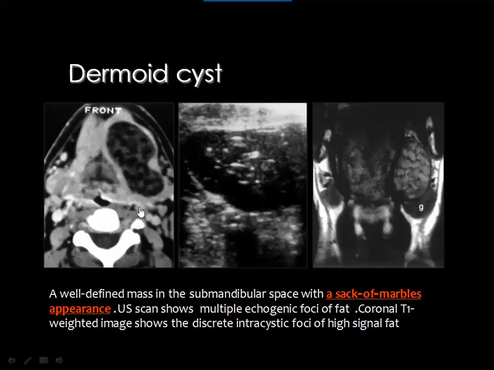But this is not a lesion which is exactly in the midline, but the presence of this sack of marble sign or appearance is diagnostic for dermoid cyst. Then if you see a lesion like this, and this lesion did not show the sack of marble sign, it contains simple fluid, then the diagnosis will be a ranula, which is the cyst that occurs lateral to the midline plane.